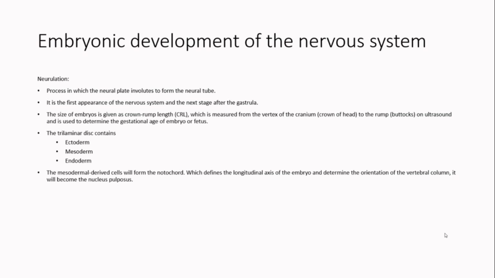Also, when someone is pregnant, we can do this CRL, which is a measurement from the vertex or from the cranium until the buttocks on ultrasound, and this is how we can determine the gestational age of the embryo.